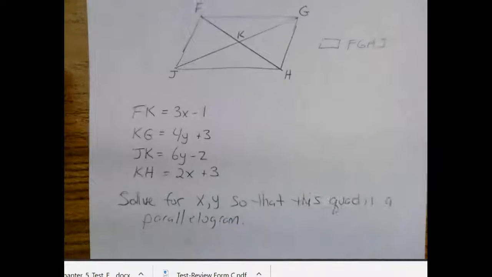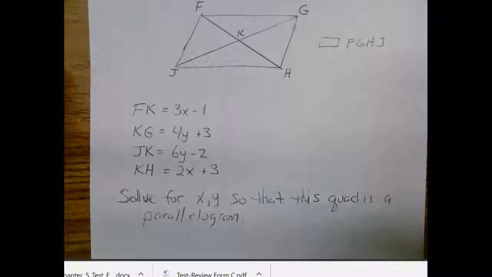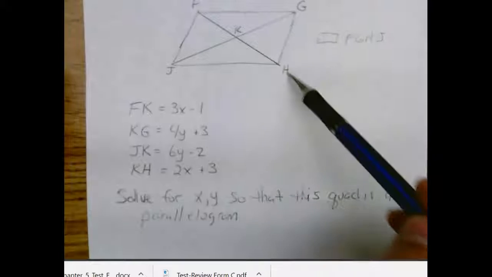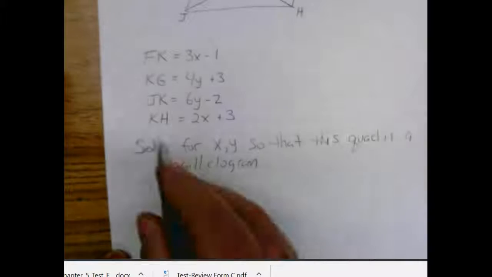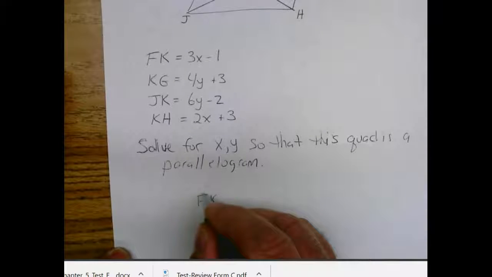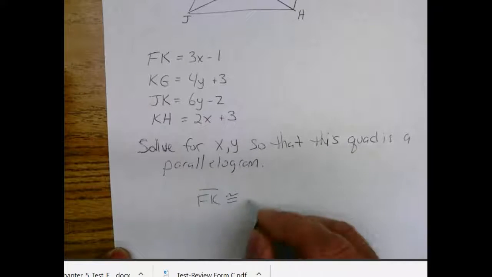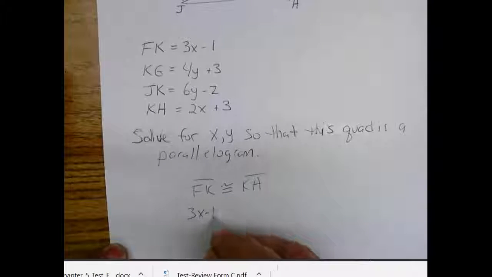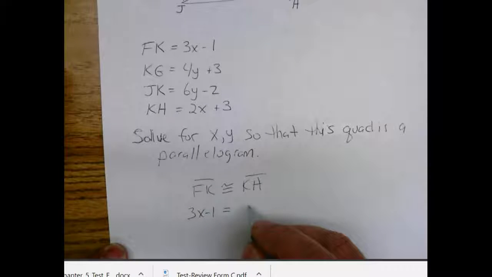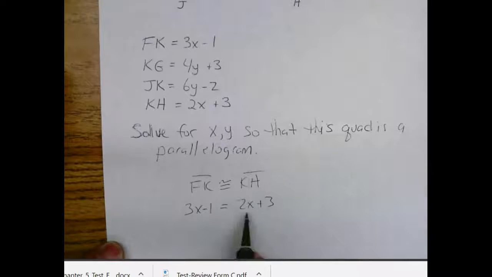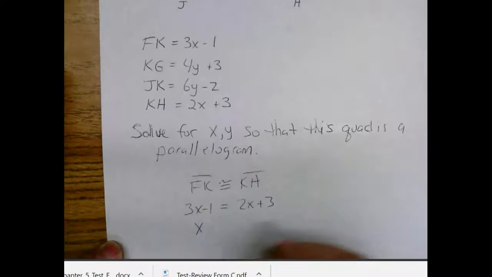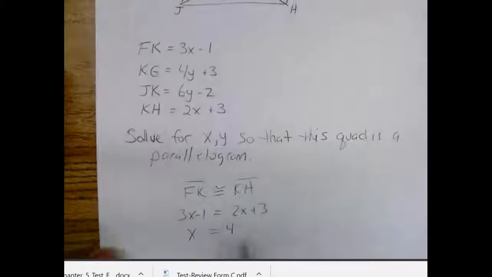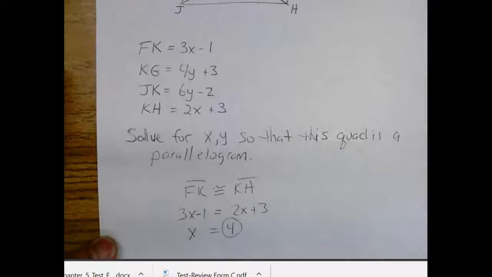According to the bisector rule, if this is a parallelogram, this section here should be equal to that section. So we'll just do that. Segment FK is congruent or equal to KH. So we just plug in the numbers. 3x minus 1 equals 2x plus 3. We've got to have the same variables. So we're going to subtract 2x from this side, we're going to get x. We're going to add 1 to that side, we're going to get 4. So x equals 4 for that one.